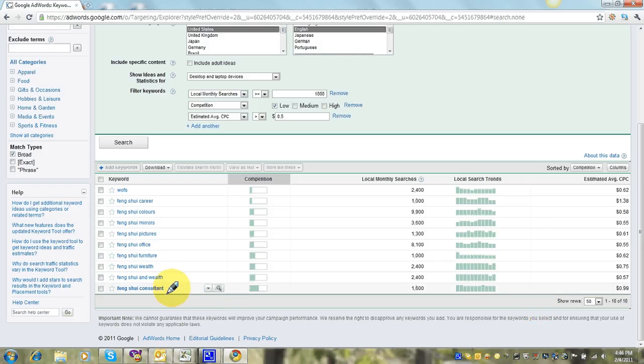Let's see if any feng shui consultant 1600. But look at that competition. I wonder what WOF is. WOFF. Somehow that's related. Feng shui career, no. Colors, maybe. 9,900 results. 58 cents. Feng shui mirrors, pictures, feng shui office. Now, if he's going for corporate clients, that might be a good way to go. That looks like one of the best results there. So, anyway, you get an idea of how to do this.